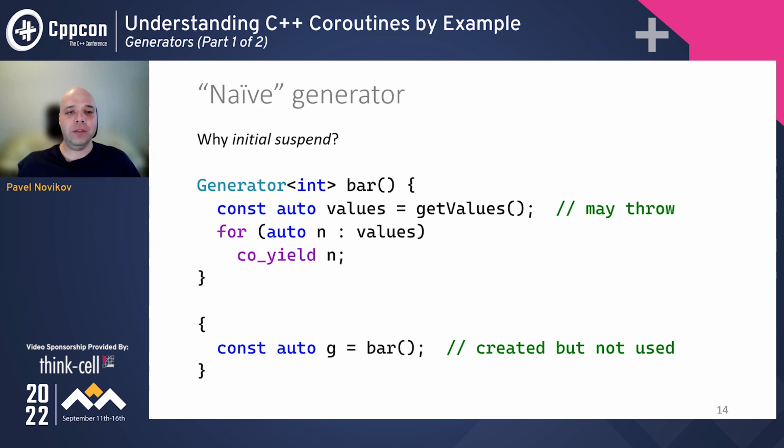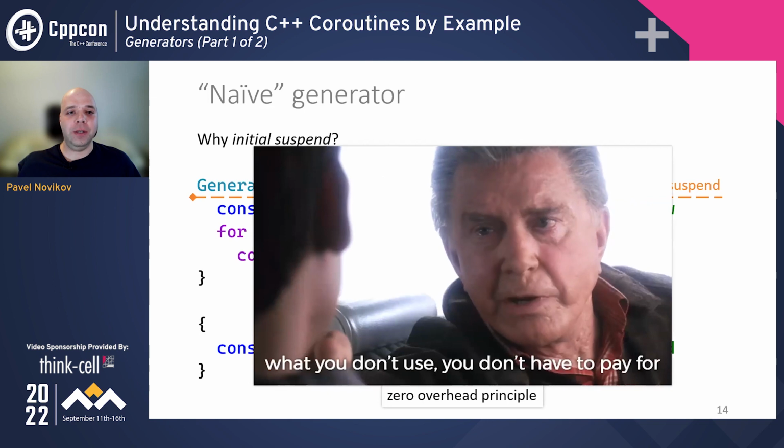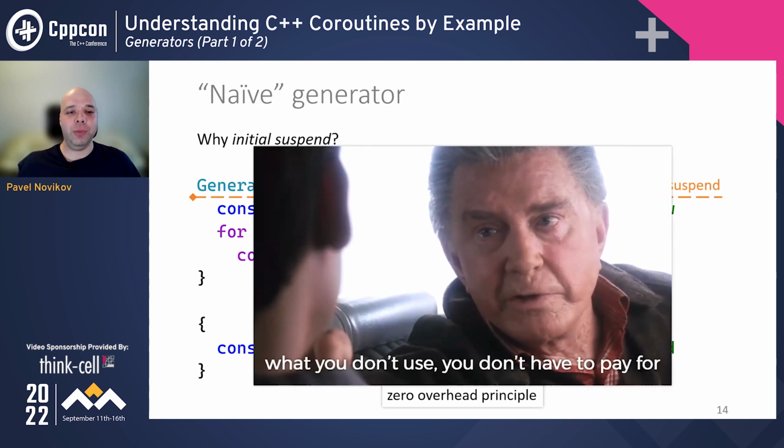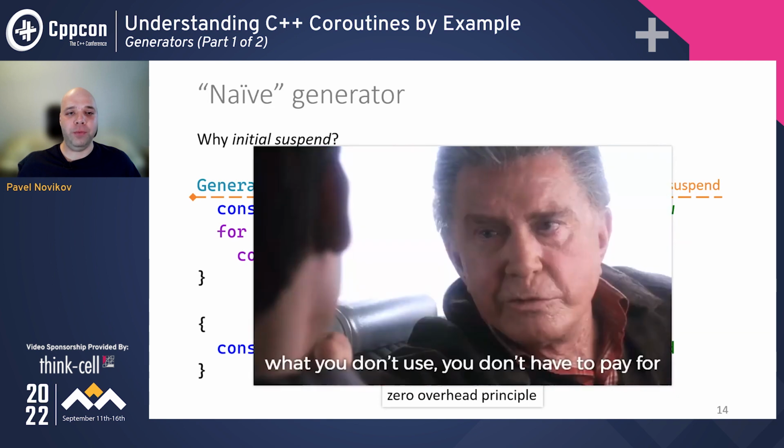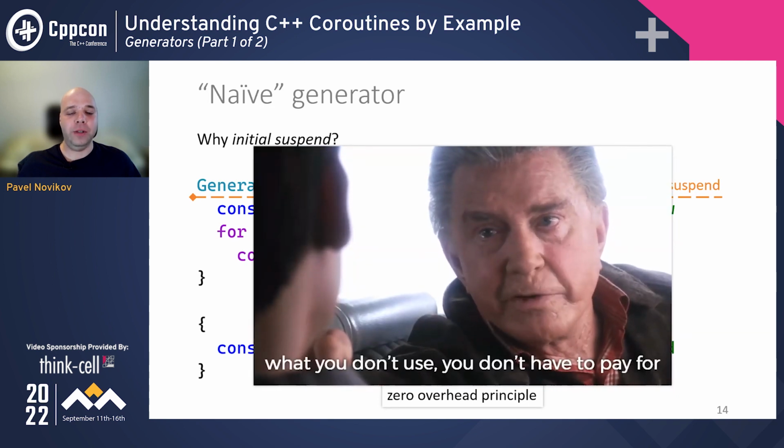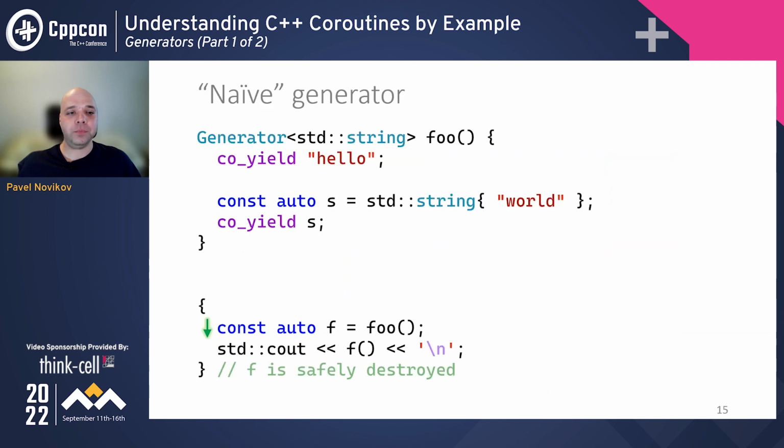And because of that, following the zero overhead principle, we suspend at the initial suspend point. And as Uncle Ben once said to Peter Parker, what you don't use, you don't have to pay for, according to the zero overhead principle. And another point I want to emphasize is that you don't have to extract all the values from the generator. So in this case, we created our generator, then we extracted one value.